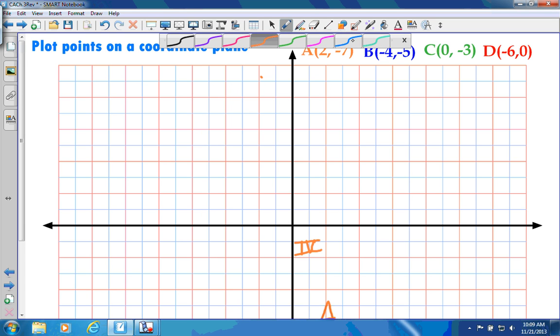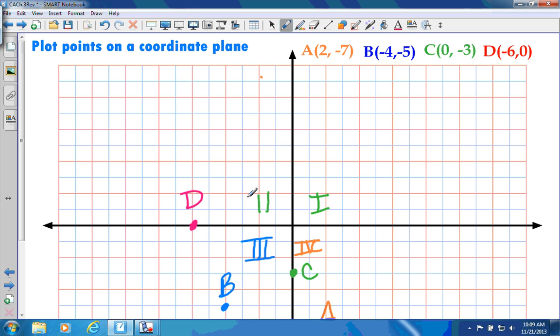For B, -4, -5 would be here. This is the third quadrant. For C, 0, -3. That's not in any quadrant. And D, -6, 0 is there. This is the first quadrant, and that's the second one.